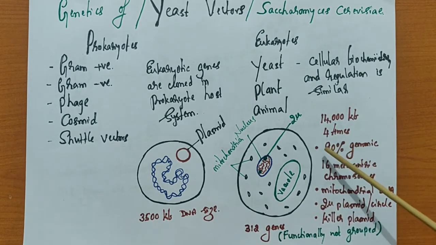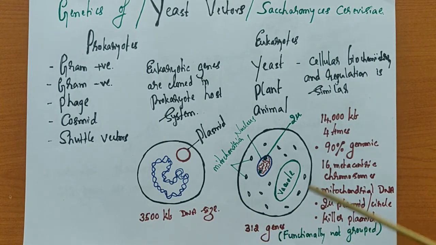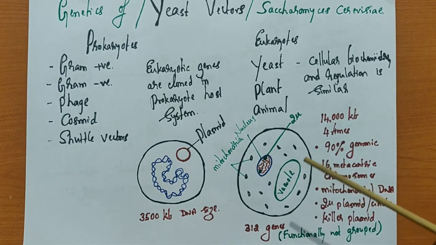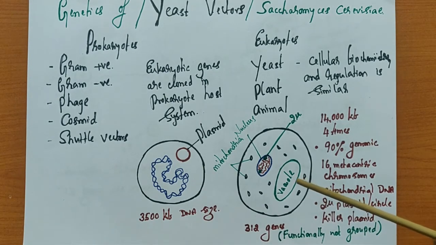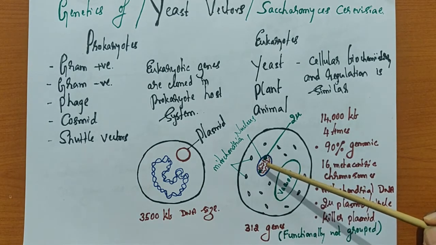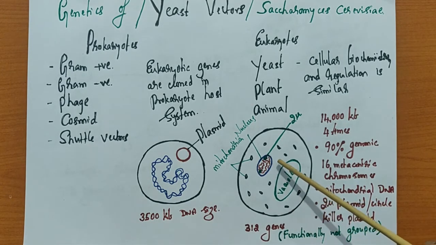Apart from the huge genomic size, 312 genes have been completely mapped in these 16 chromosomal segments. Now, between the 16 chromosomes and the 2-micron plasmid, there are typical chromosomes with nucleosomes attached, both in the case of the 2-micron plasmid as well as this particular chromosome. Now, another major important feature is that the genes are not functionally grouped.